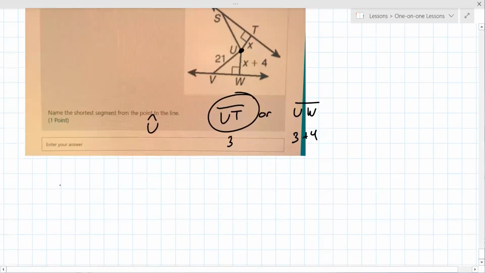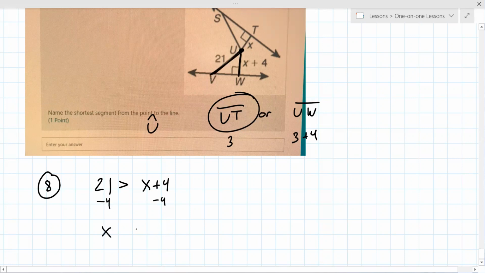Question 8 wants you to figure out that 21 has to be bigger than X plus 4, because 21 is the hypotenuse. The hypotenuse has to be the biggest side. So if you subtract 4, you get X has to be less than 17. So X must be less than 17. Whatever it is, let's just say it's 15. Well, 15 plus 4 is 19. So that's why UT is always the shortest. The longest would be UW.